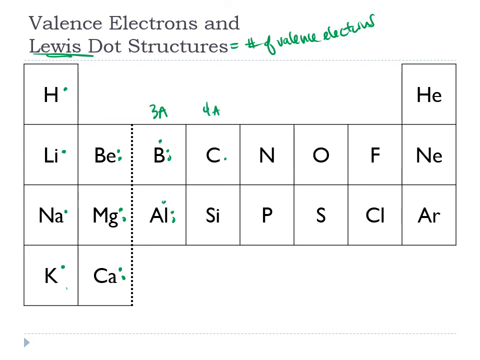Carbon's in 4A. He has 1, 2, 3, 4. Nitrogen is in 5A. 1, 2, 3, 4, 5. All of these guys will have 6. All of these guys will have 7. All of these guys will have 8. Helium has 2 because it's in that first energy level and it only has space for 2.